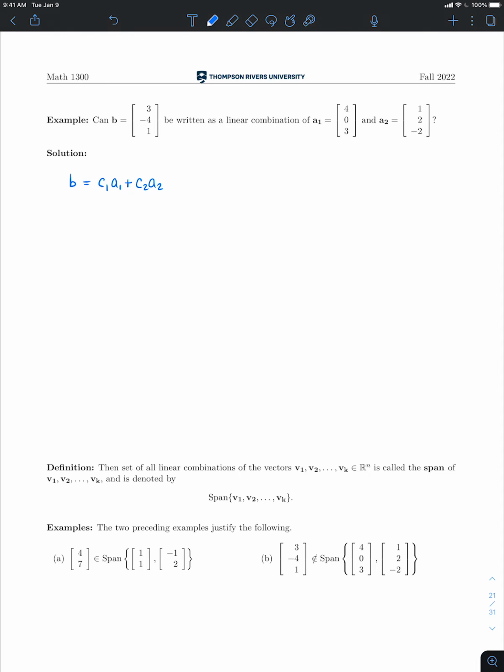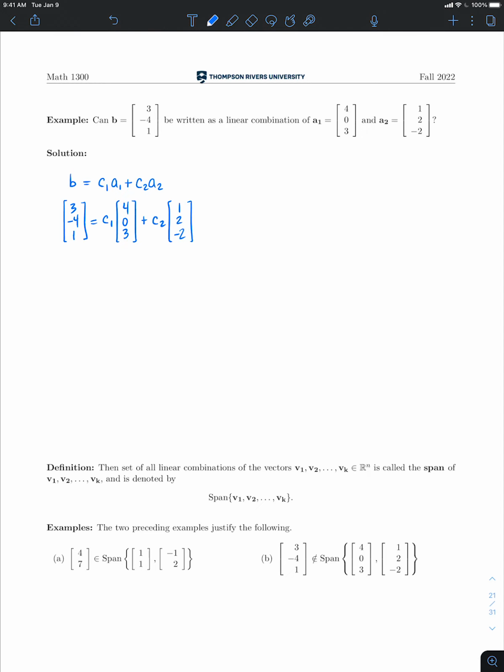So the next line, you just rewrite this but with the actual definitions of a1, a2, and b. So we get (3, -4, 1) is equal to c1 times a1, which is (4, 0, 3), plus c2 a2, which is (1, 2, -2).